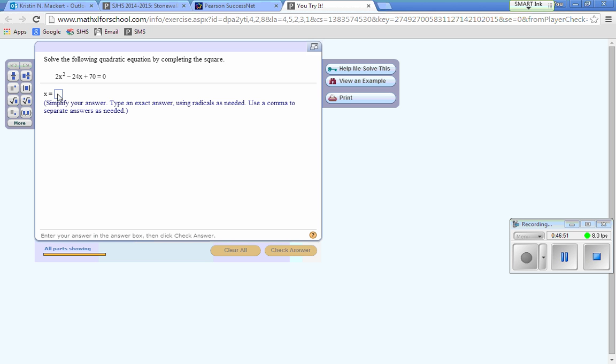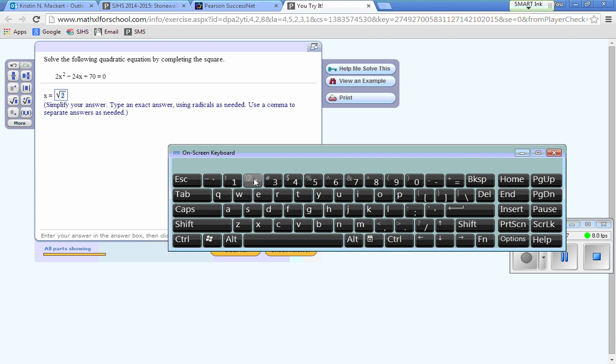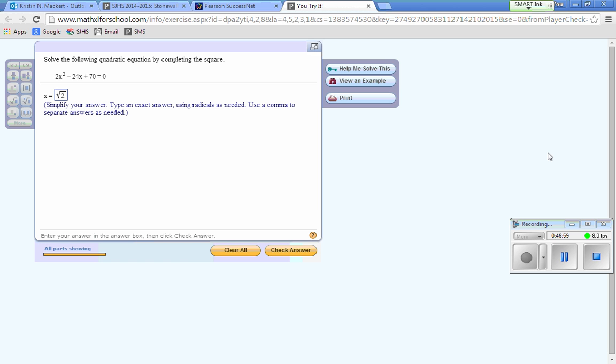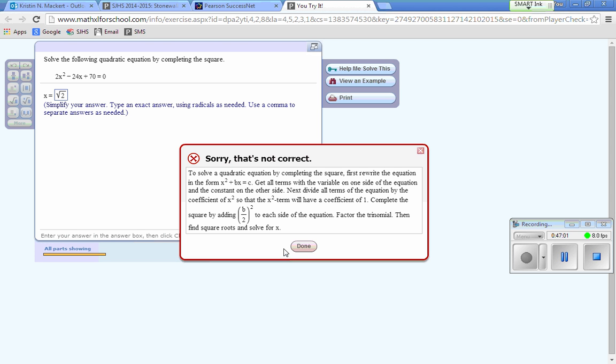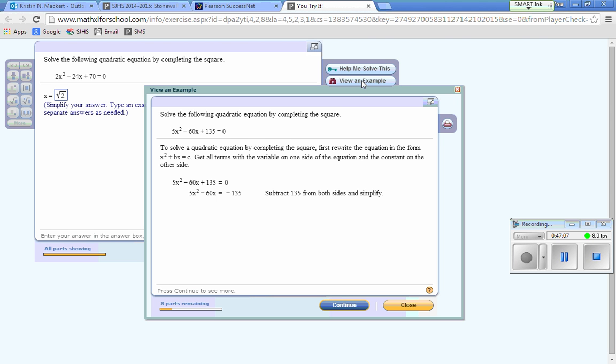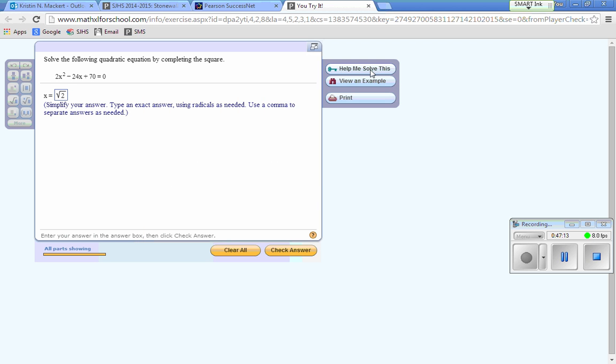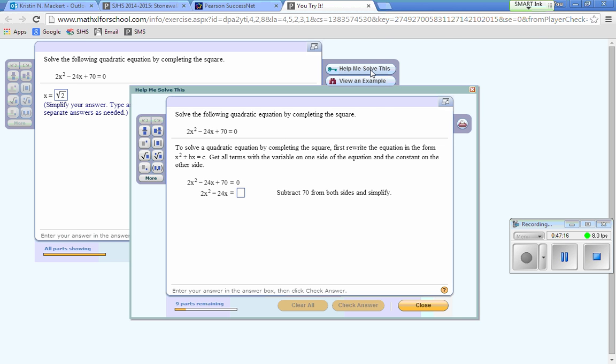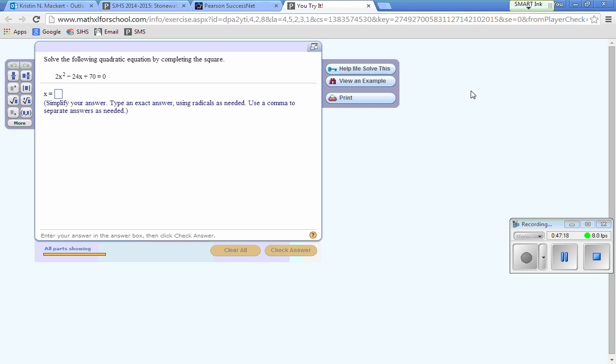I'm going to type in an answer. I can type in a radical answer if I wanted. Let's just type in the square root of 2, just to see. I know that's wrong. We'll go ahead and check answer. And it tells you how to solve it, okay? You can view an example. It tells you what to do. You can get a hint. Help me solve this, and it will give you a hint. So there's all kinds of different things you can do, okay?